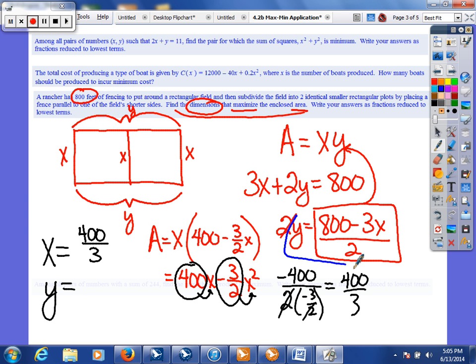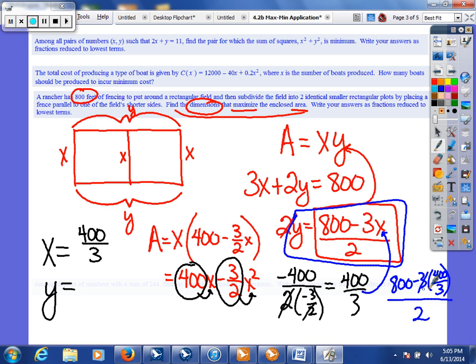Isn't y right here? Look right there. Isn't that our secondary? Okay, so if I take this x value and plug it in right there, it should tell me my y value. And so I get 800 minus 3 times 400 over 3. Ooh, that works out nice.